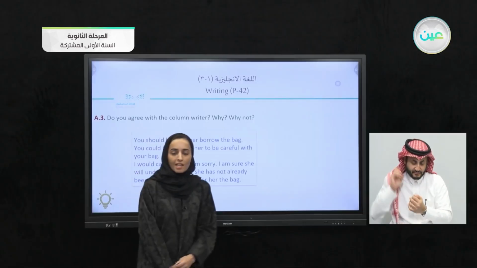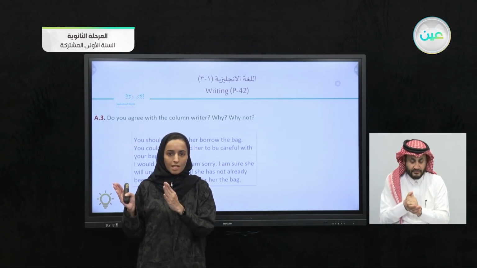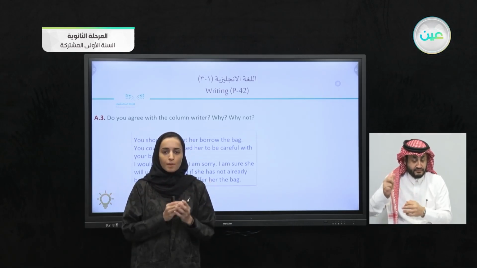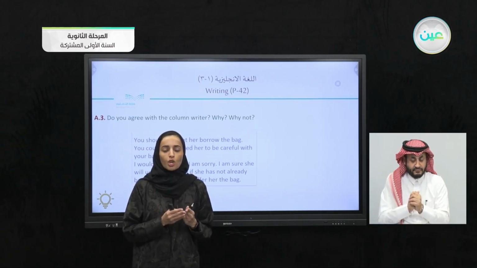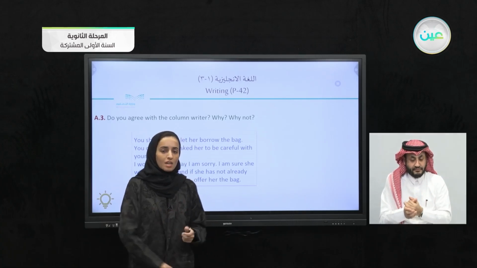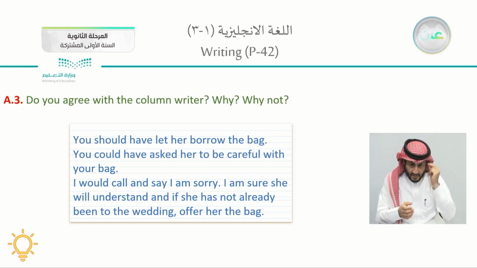So we can tell that actually the writer, this time Maryam, is on the side of the friend. She's not with Sabah. She said, you were wrong because you didn't give her your bag. Friends are always there together. So do you agree with the column writer?